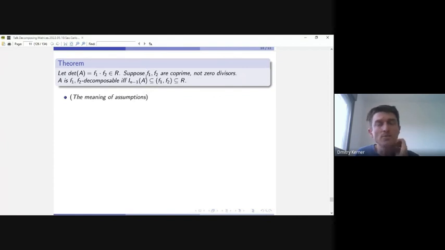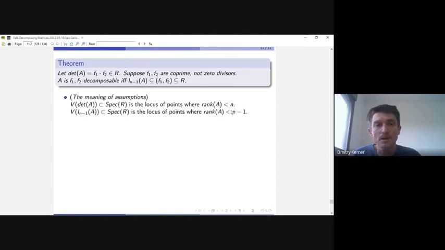Well, so let's go back to the first statement, the first theorem. I wanted just to see the geometry of the assumptions. So once again, A is F1, F2 decomposable if and only if this ideal of almost maximal minors sits inside this ideal. Now the meaning of the assumptions. The determinantal locus is exactly the locus of points where the matrix is degenerate, where the rank is smaller than n. And this locus, almost the determinantal locus, is the locus of points where the rank is smaller than n minus 1, or co-rank is at least 2. And therefore, this condition means geometrically co-rank is bigger or equal than 2 at the points of the intersection of F1 and F2. That's when the two components intersect, the co-rank must drop. And this is quite expectable.